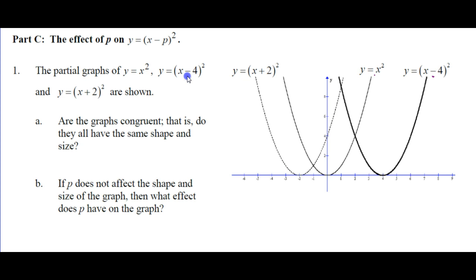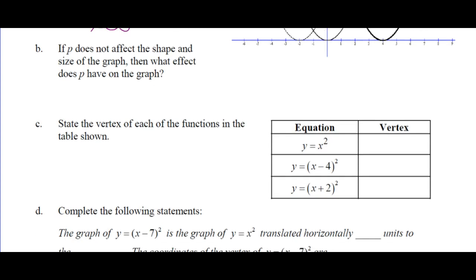Okay. Anyways, so there's the graph, right? But we saw it live. We saw them move. So are the graphs congruent? That is, do they all have the same size and shape? Yes. If p does not affect the shape and the size of the graph, what effect does p have on the graph? It's not just the vertex, right? It's not like that one little point just separated itself and moved. It's the whole curve. So the graph translates. Use the fancy word, right?